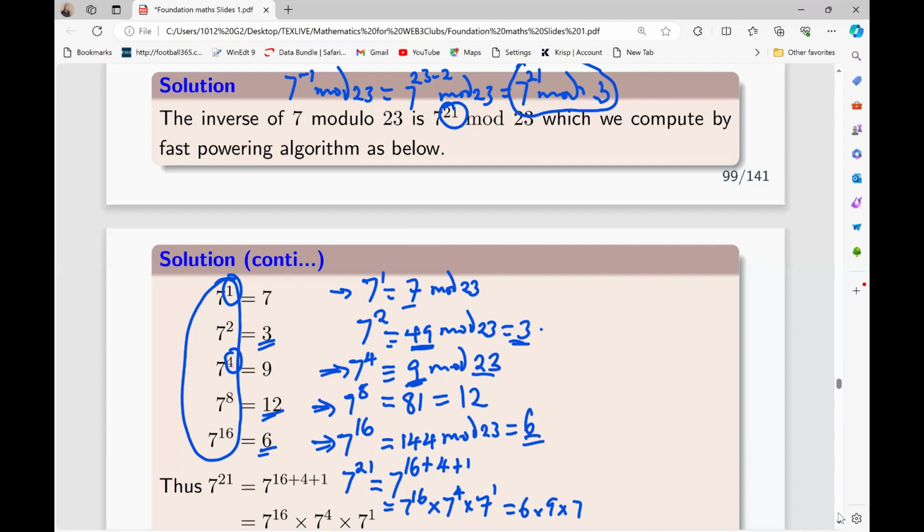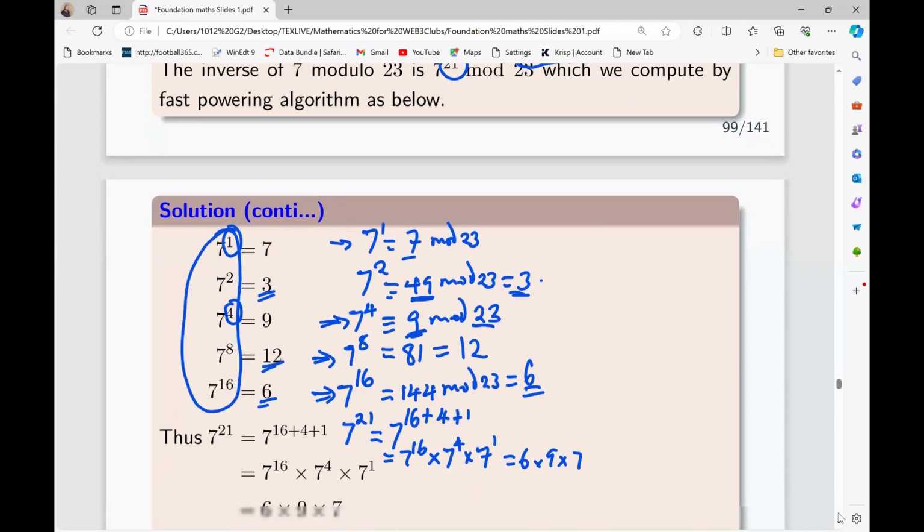Now, you can multiply those numbers and then divide by 23 to find the remainder. Just do that together. So what we have is 6 times 9, then times 7. That is 378. Let's divide by 23. It goes there 16 times. What is the remainder? After going there 16 times, the remainder is 10. That's what I'm getting using my calculator.